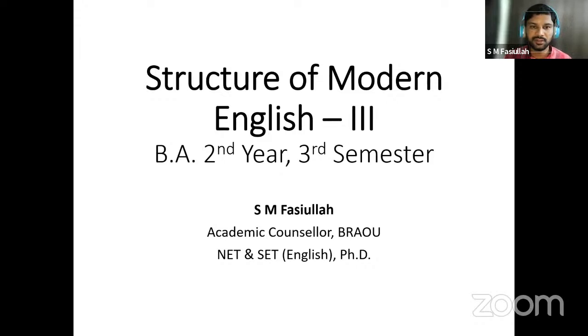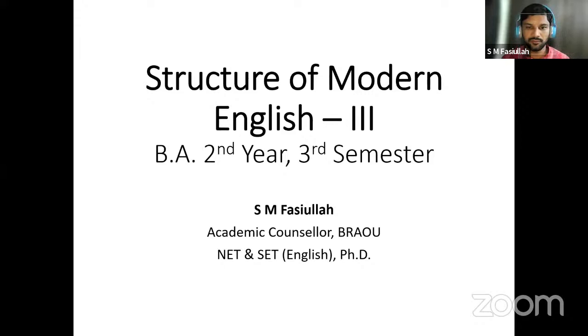I'll be dealing with the structure of Modern English, third paper. This paper is prescribed for BA second year, third semester. As we know, we already started understanding the title of the paper in the previous class, and we have also looked at what we would be learning in this particular paper.